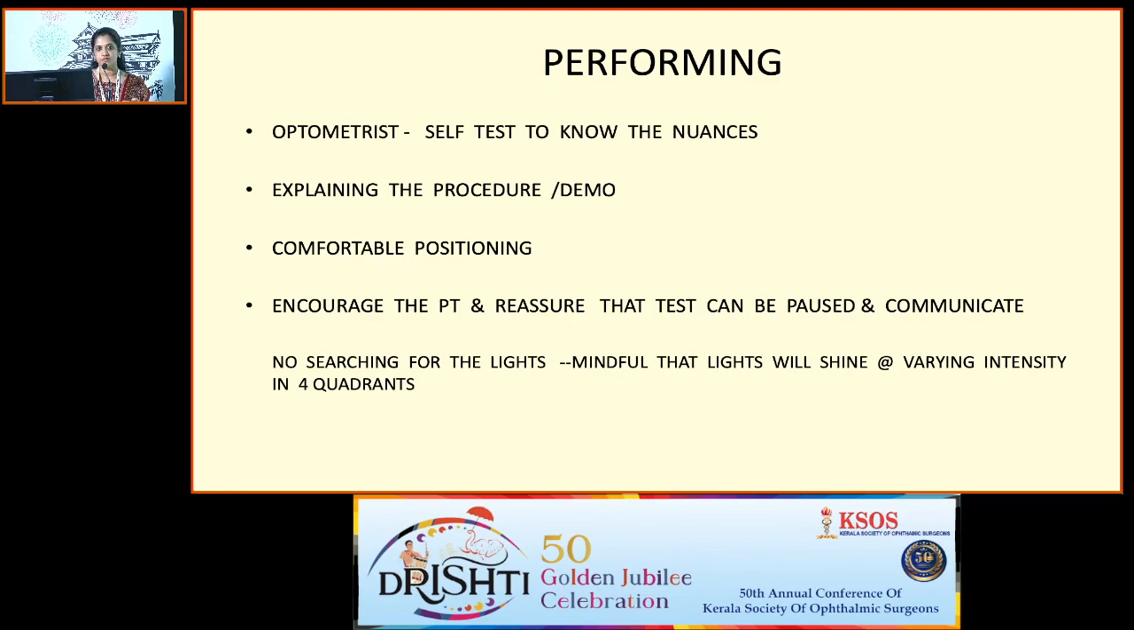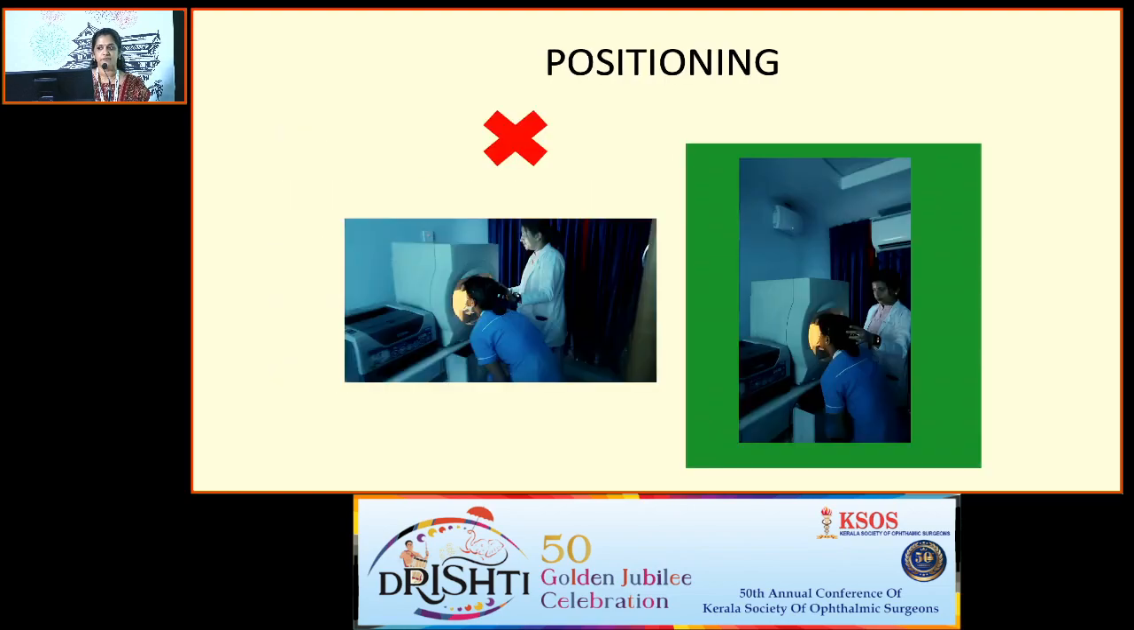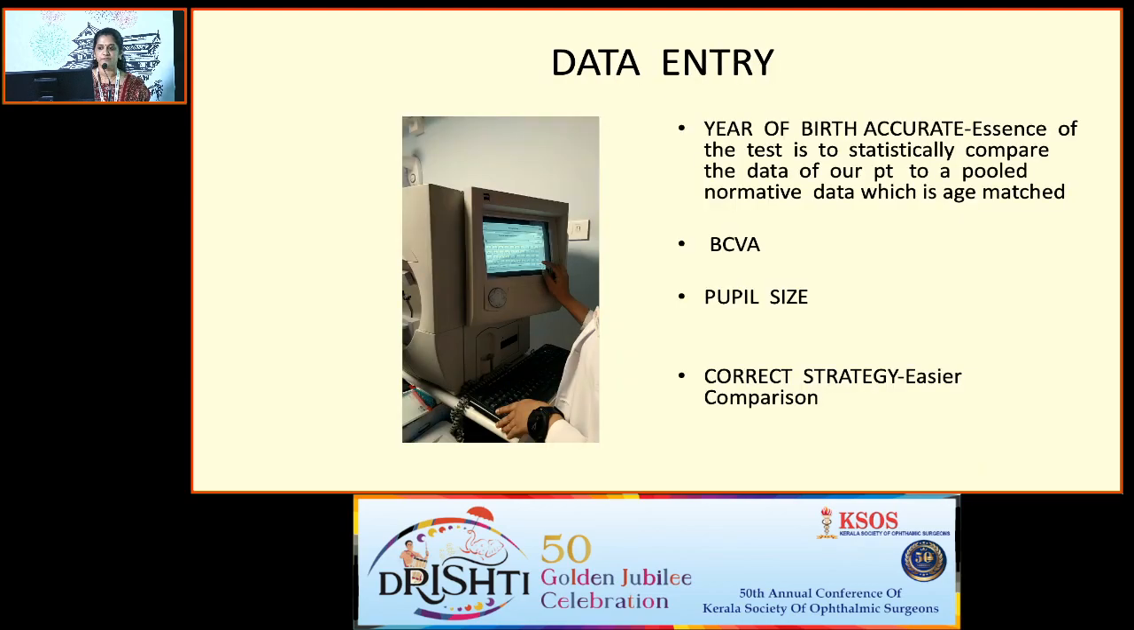It is also important to inform the patient that you need not press the button at every sea of light here and there. The fixation has to be kept in mind, and be mindful that the lights will shine at varying intensity at 4 quadrants. You look at the center, and whenever you see the light, you press the button. This is what I said about positioning. A comfortable positioning will go a long way in performing the test, so it is easier for the optometrist as well as for the patient.